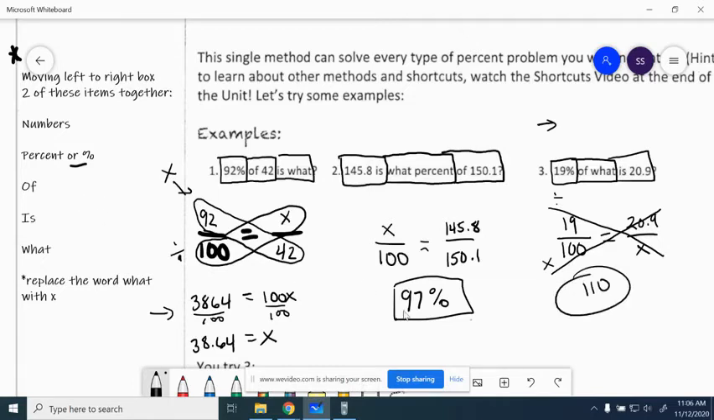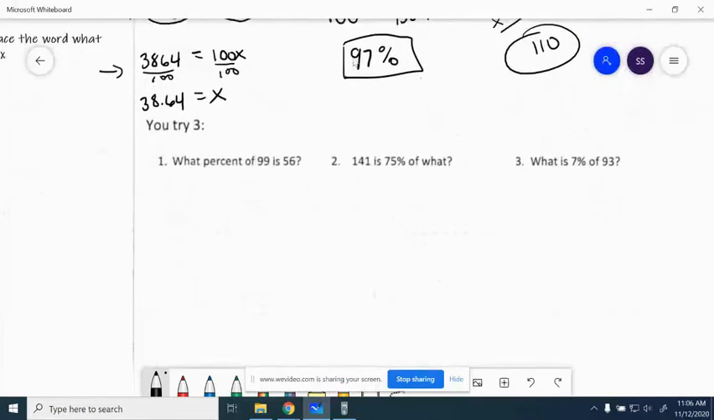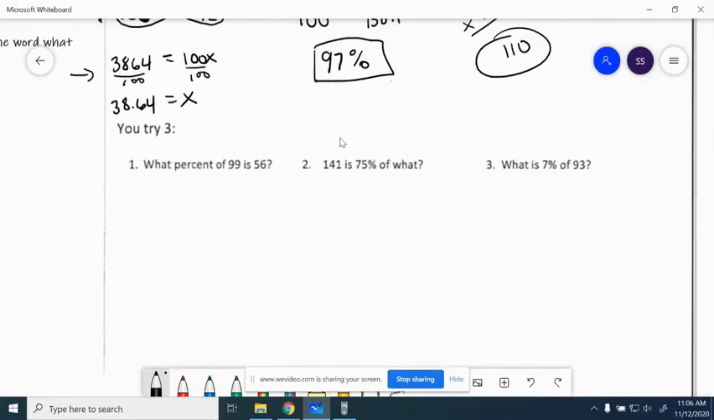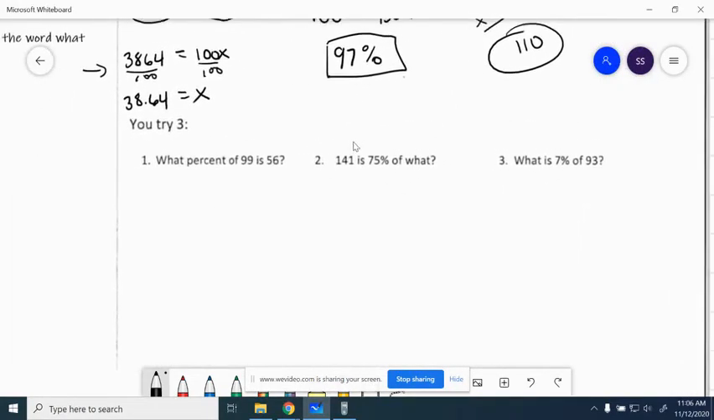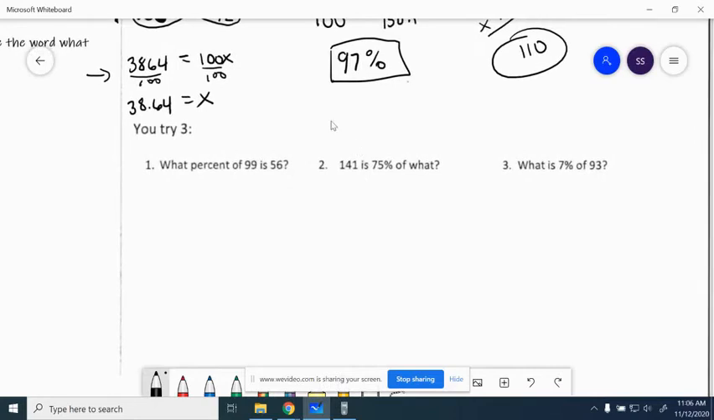All right, moving on. Okay, why don't you guys try these? So go ahead, box these up, and go ahead, set up the two fractions and solve.